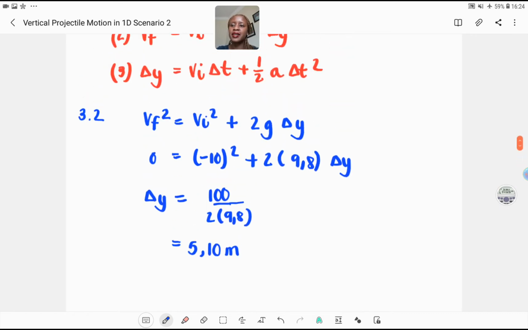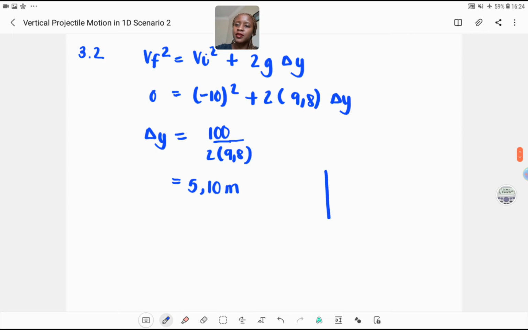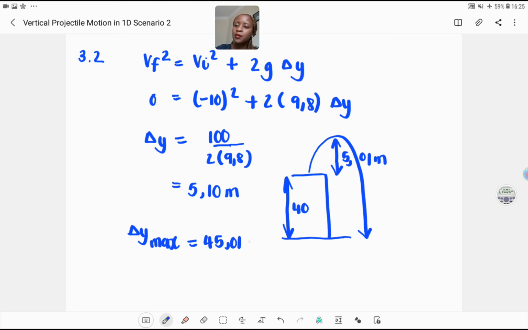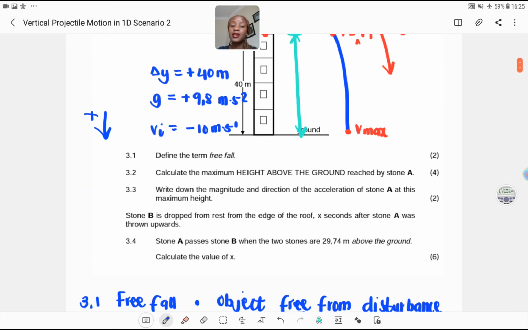But what we have just calculated, let me try to redraw the scenario again. You have the stone going in that way. We know that this height is 40. We just calculated that height as 5,01 meters. So now the total height, the maximum height, delta y max, is going to be 40 plus 5,01, which is 45,01 meters. Okay, let's attempt the 3.3.